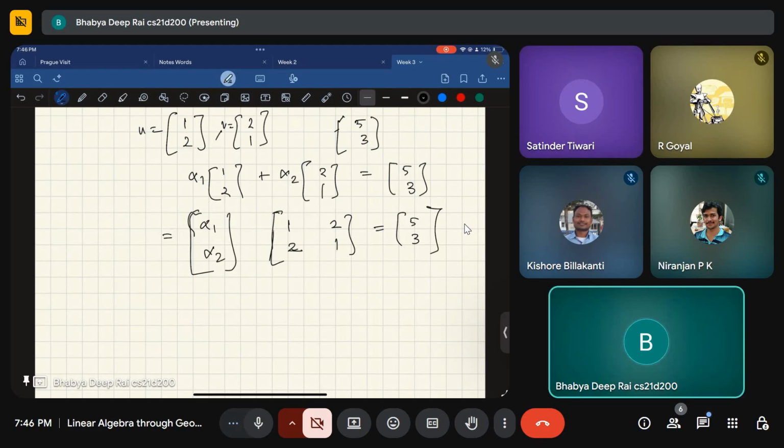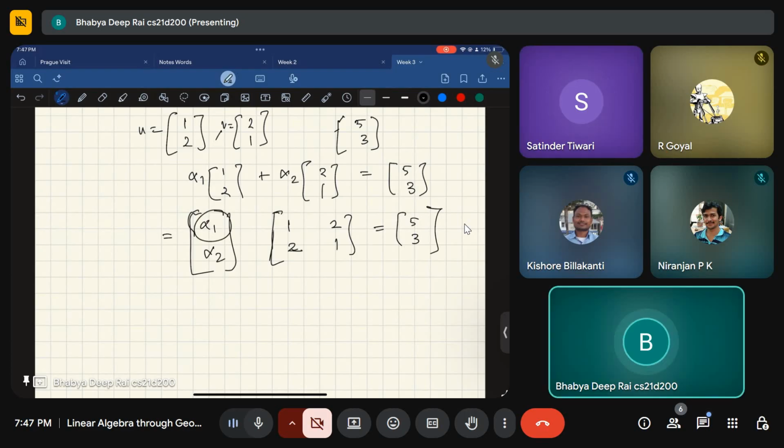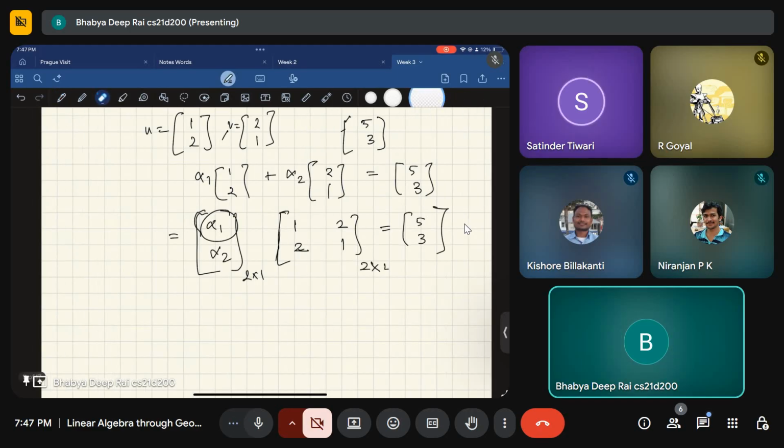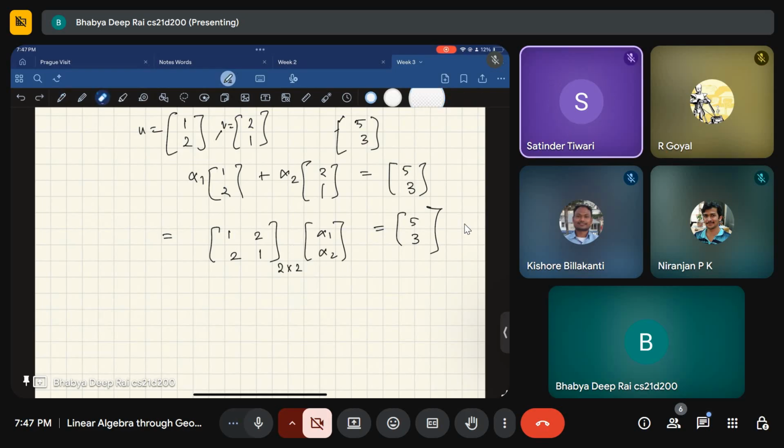Let's see. The dimension does not match, that's what you are saying. This is 2 cross 1. Yes, okay. Sorry, good catch. So 1, 2, 2, 1, and this is 2 cross 2. I want a 2 row object, so alpha 1, alpha 2. This is correct, right? Yes, it's correct.